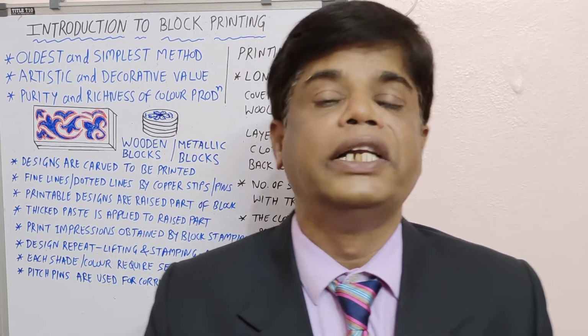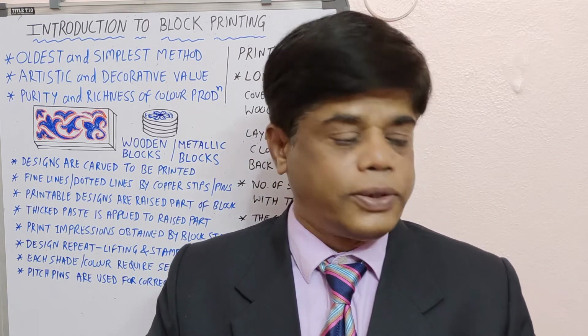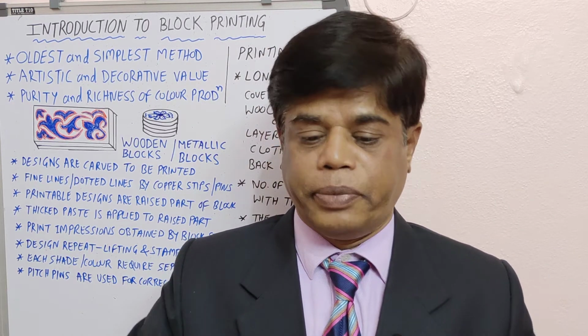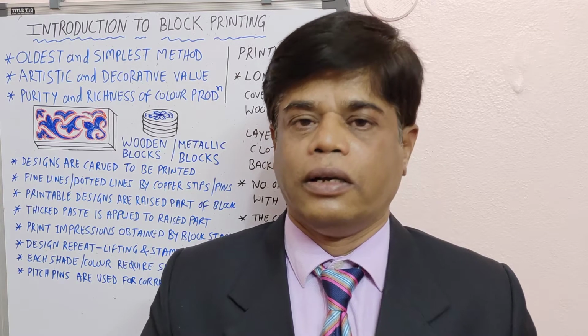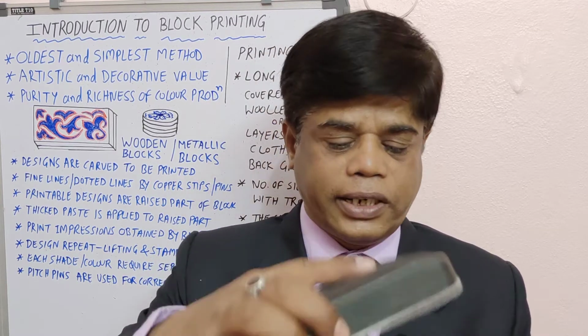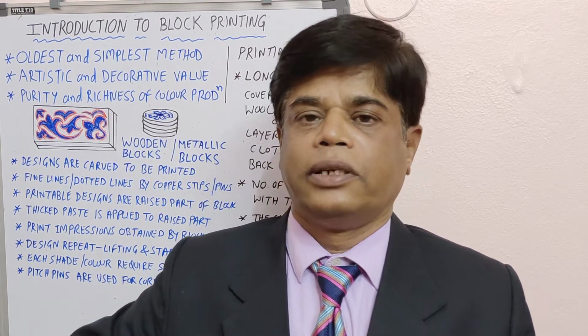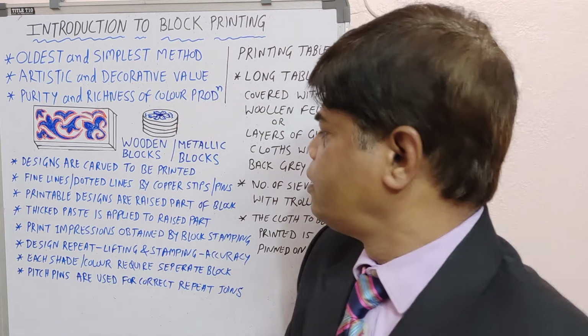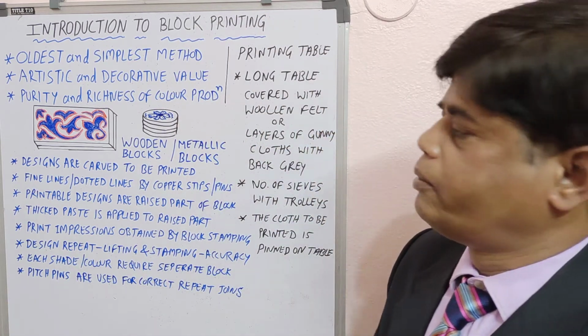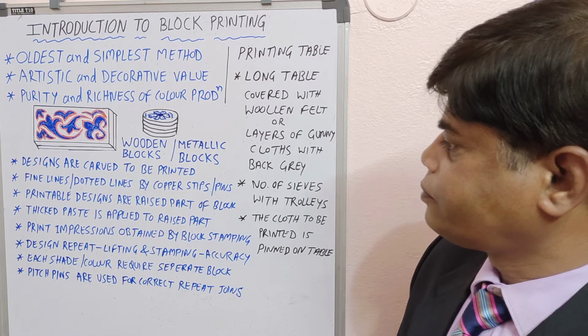Usually that surface is made up of a number of layers of gunny cloth or woolen felts or anything soft. And also the printable cloth is placed or fixed or pinned or gummed so that it does not get disturbed, so that each block stamping impression goes properly. Okay, this is simplest. This is not a big thing about block printing.